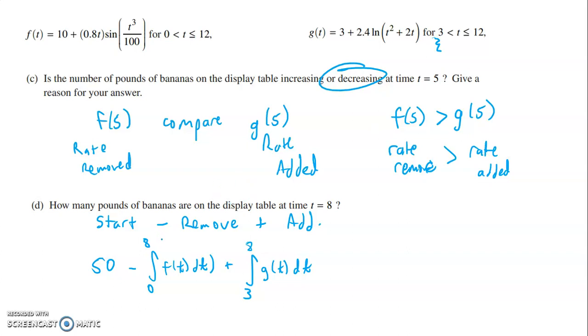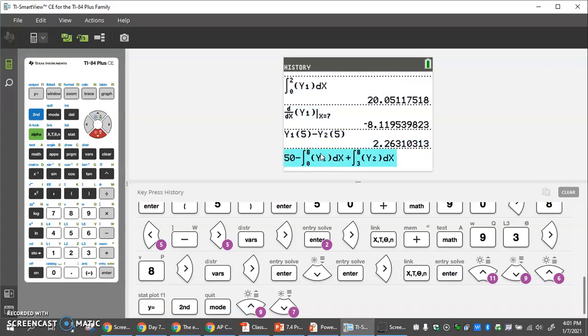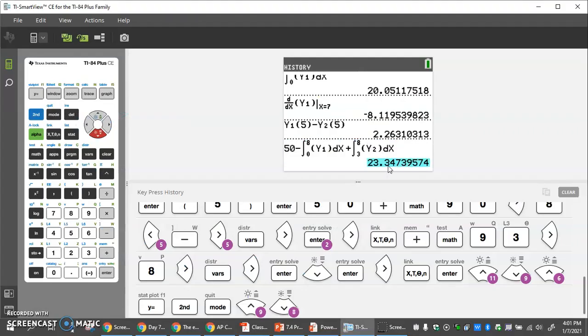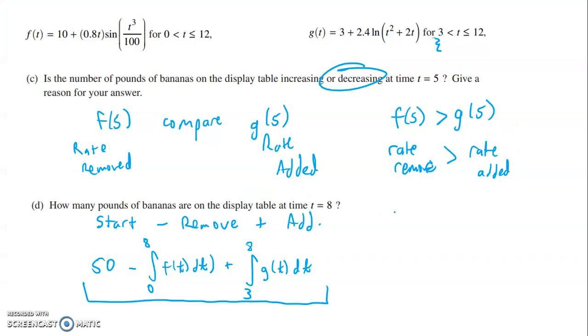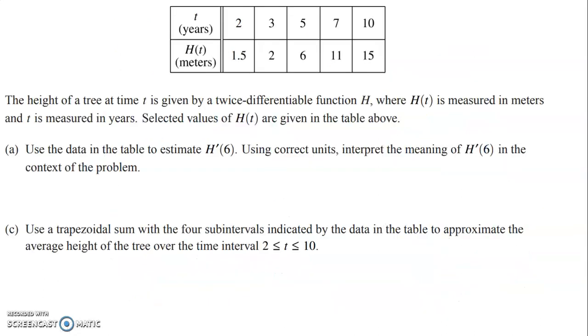Last one, how many pounds? And again, you're just going to do this all in the calculator. I've got that here. You would do 50, take away the ones that were removed, and add the ones that the store clerks added. And then when you hit enter, you're going to get 23.347. So 23.347 pounds of bananas on display at t equals 8.